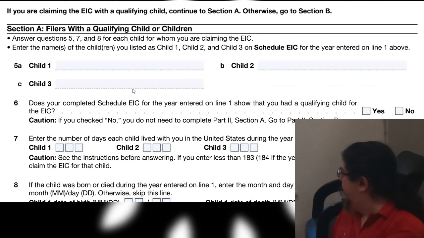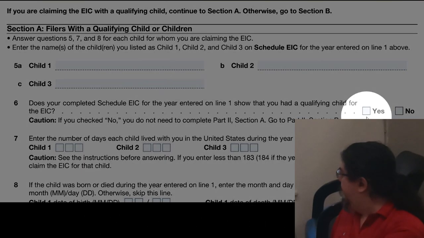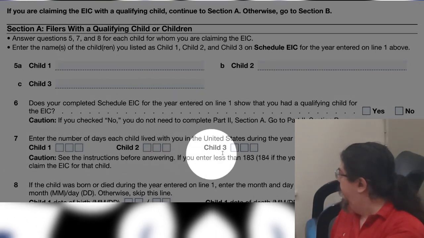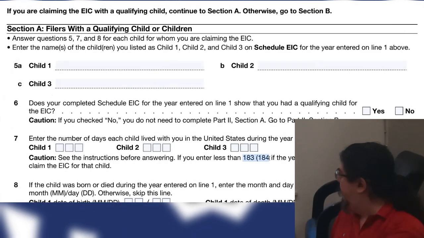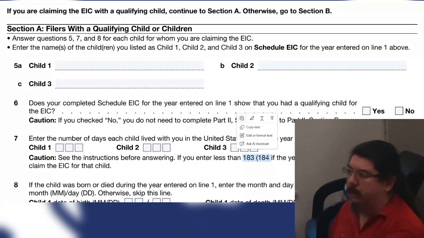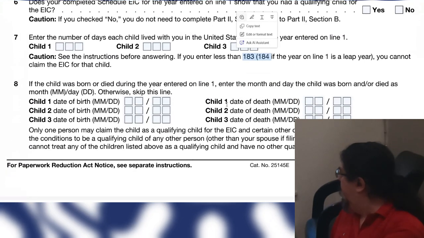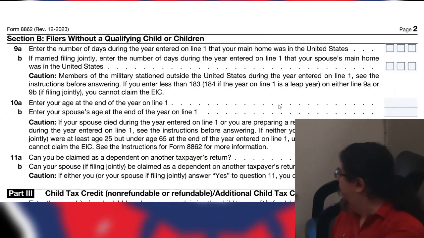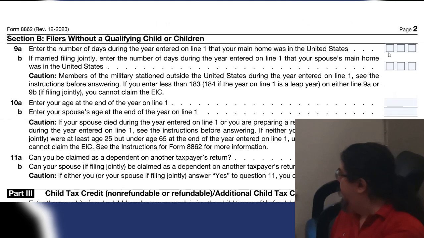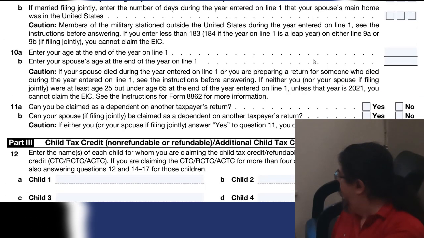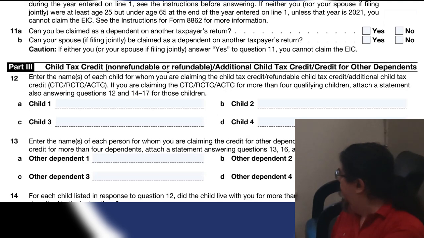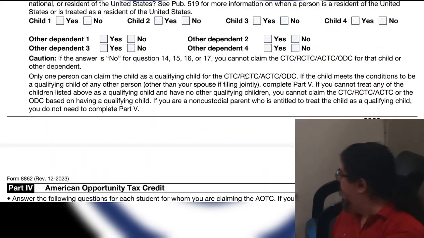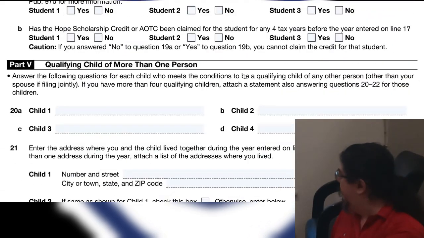List the name of up to 3 children. Did you complete Schedule EIC? Yes, you should have. How many days did each child live with you? It has to be at least 183, or 184 in a leap year. And if the child was born or died during the year, list that information. And then there's a section for filers without a qualifying child. Then there's information for child tax credit, and then here's information for American Opportunity Credit.